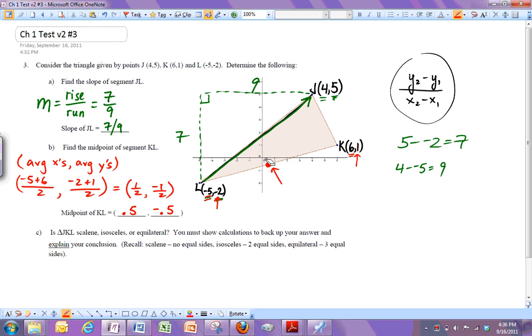So, okay, it looks good. Now the question is, do we have a scalene, isosceles, or equilateral triangle? And remember, they even give you the definitions here. Scalene, no sides are equal. Isosceles, 2 sides are equal. Equilateral, 3 sides are equal. Well, that means we better figure out stuff about the sides, right?